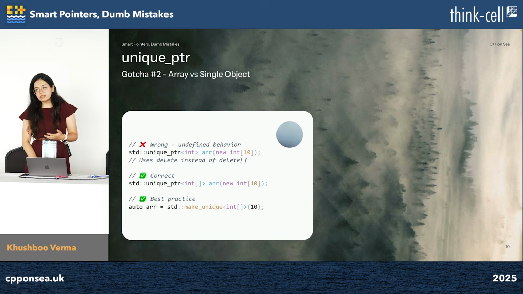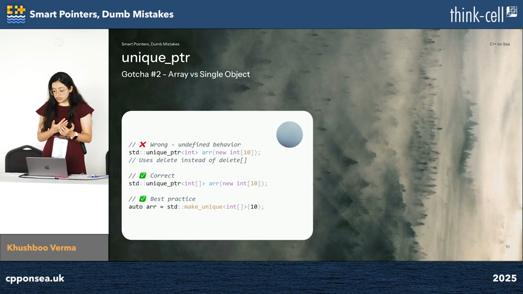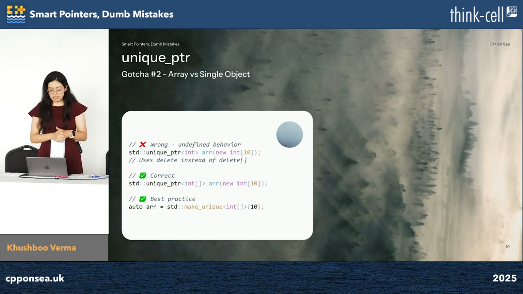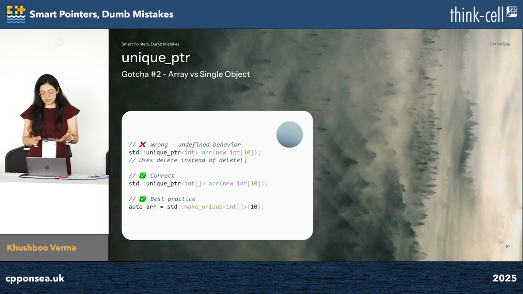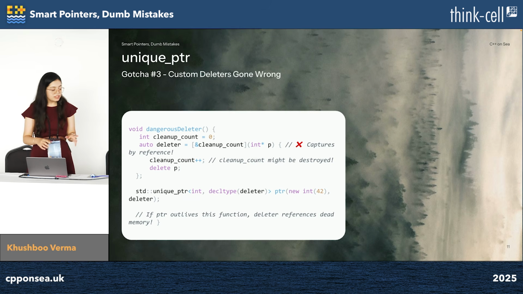So this is a subtle but critical distinction. Using delete on memory allocated with new array is undefined behavior, and the compiler might not catch this mistake. It's always a good idea to use the array versions for arrays and single object versions for single objects, so try not to mix both of them. Unique pointer integer will expect a single object like new int and not new int array. So that was another gotcha.